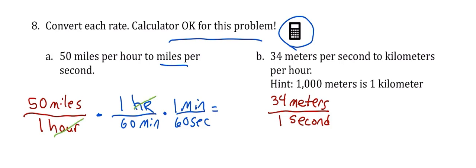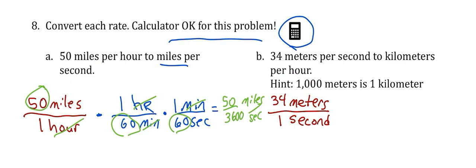Okay, now in a different color, I'm going to show you how everything's canceling. The hours cancel because that's a value of 1 if hours are in the numerator and denominator. The minutes cancel because that's a value of 1 because it's in the numerator and denominator. So now what we basically have is 50 miles, and we have 60 times 60 seconds. The only thing that's left as far as the units is miles in the numerator and seconds in the denominator. So one thing we could do is we could write it as 50 over 3,600, and that would be miles per second.